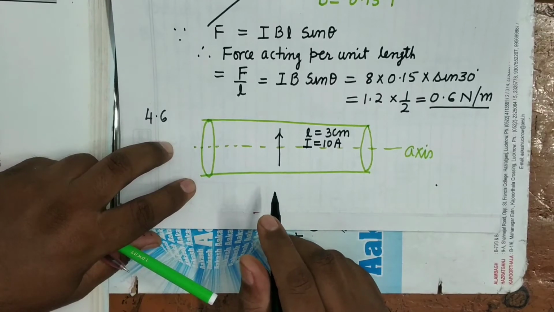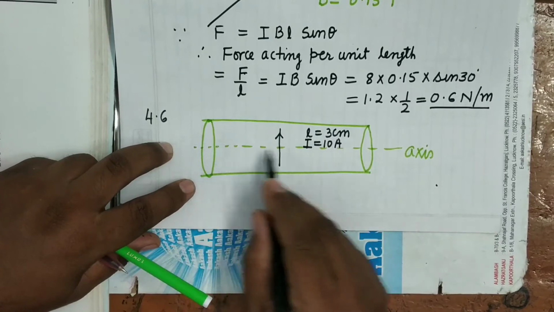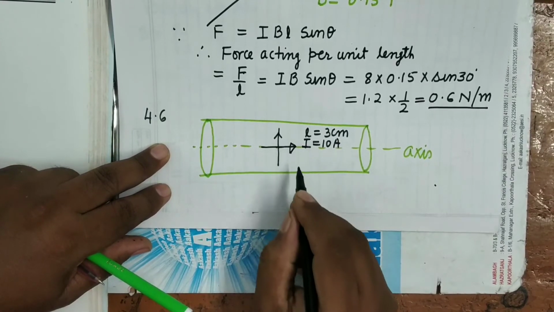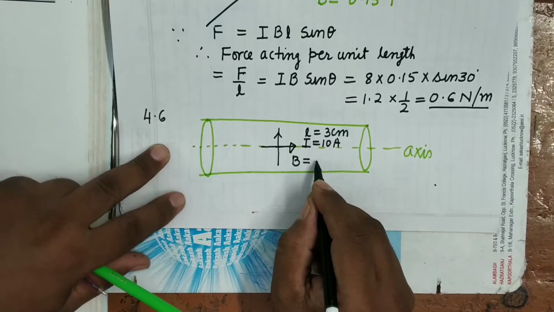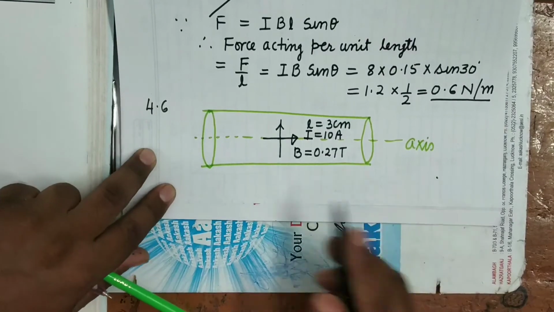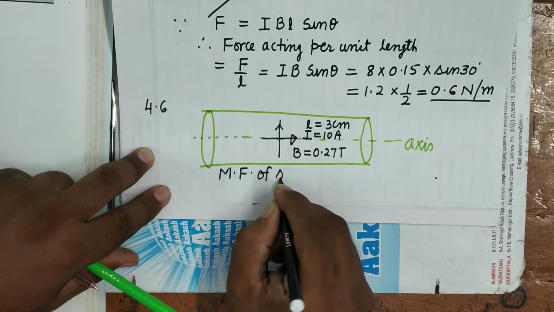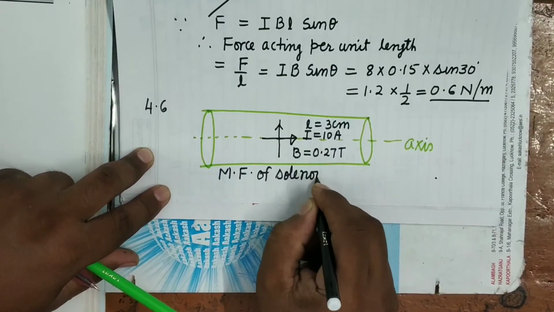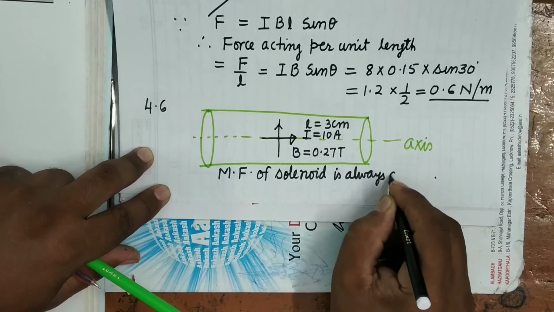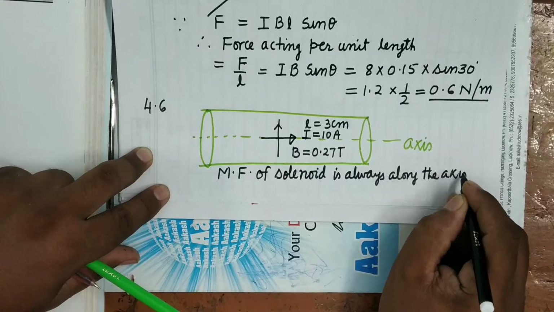It is clear. The magnetic field inside the solenoid is given to be, as we know, in a solenoid the magnetic field will always be along the axis. It is given as 0.27 Tesla. This we will mention here: the magnetic field of a solenoid is always along the axis of the solenoid.